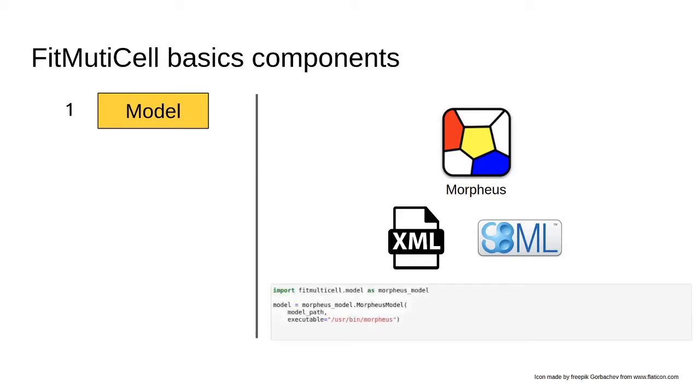Here is an example of how you can define your model component. First, from the FitMultiCell package, you import the model module, and then from the model module, you call the Morpheus model function. This function takes one mandatory argument, which is the path to your model. It also takes several optional arguments, such as the executable. We will learn more about these optional arguments in the next videos.